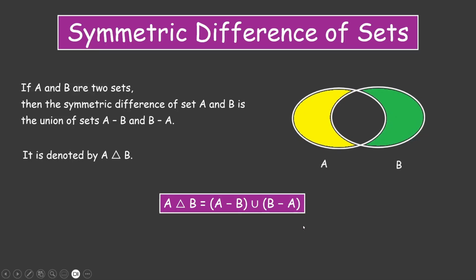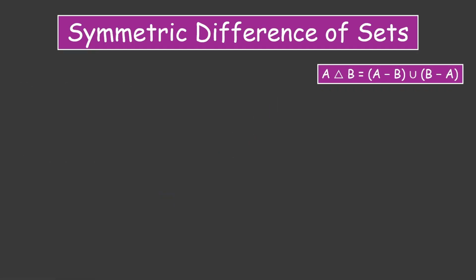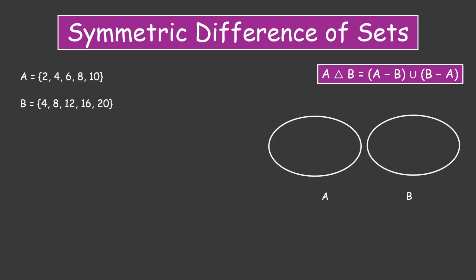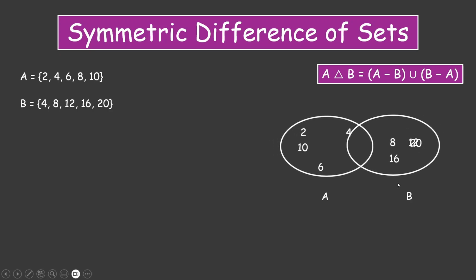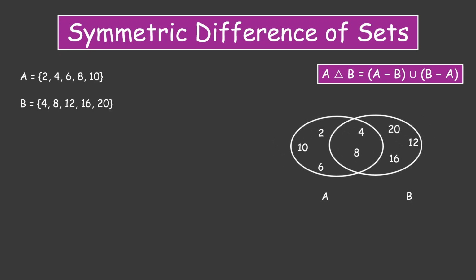Now, let us look at one example. If we have two sets A and B, where A has 5 elements, 2, 4, 6, 8, and 10, and B has 5 elements again, 4, 8, 12, 16, and 20. Let us represent these using a Venn diagram too. So, set A has these elements and set B has these elements. Now, we can see that they do have two elements in common. So, let us just arrange it like this.